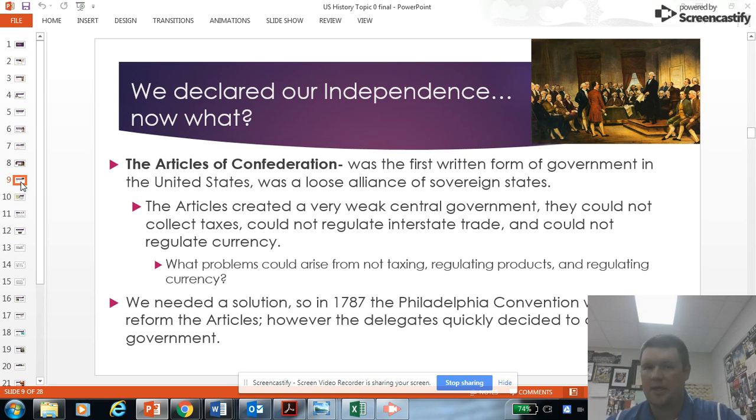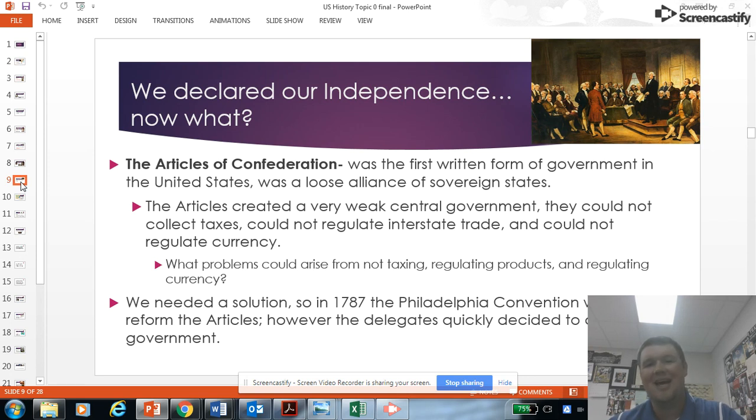It's a very weak government, so they can't regulate trade between the states. So what do states start doing? They place tariffs on products made in other states, leading to trade wars. Waterways that go between one state and another become disputed and become rival territory, where you could even potentially see a war breaking out between different states. They didn't have the power to tax. They could only request funds from the states.